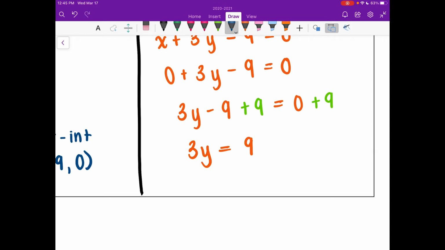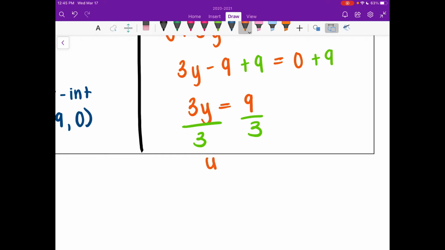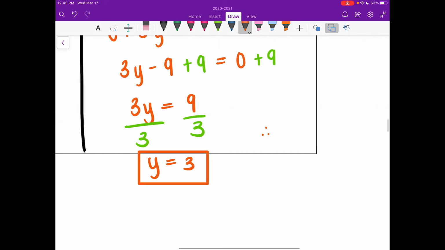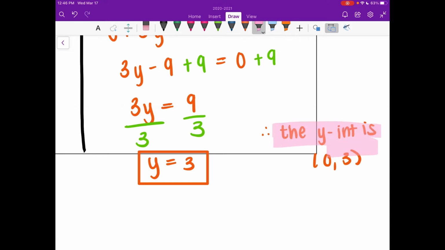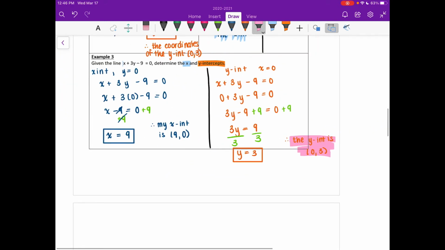I want to get rid of that 3. I'm going to divide because we're multiplying right now. So then I'm left with y equals 9 divided by 3, which is just 3. Right? And I'm not done yet because I need to write my coordinates. So therefore, the y-intercept is 0 and 3. Right? And I'm just going to highlight that for myself. That's my answer. And we're done. You need to make sure you write that part at the end because otherwise it won't make sense.